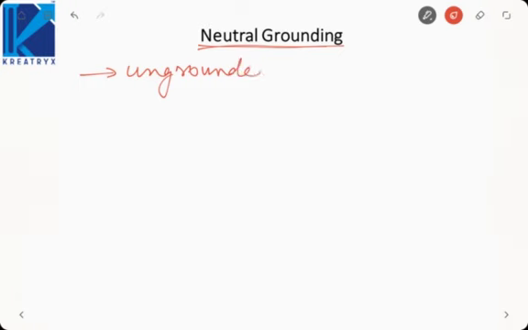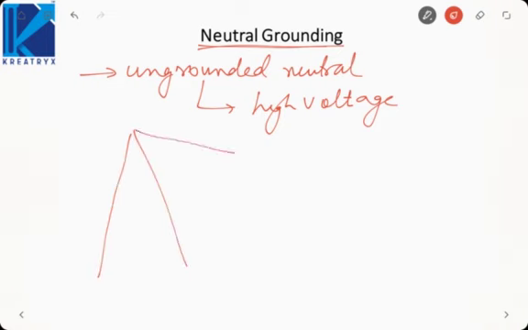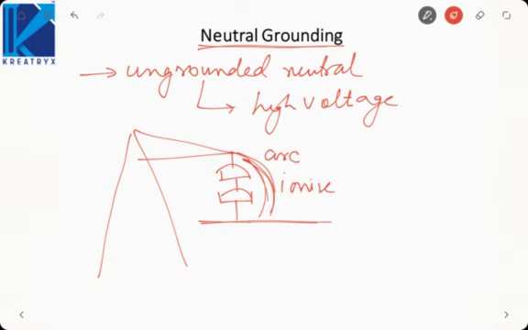So ungrounded neutral has high voltage. Now when the voltage of the conductor is high, suppose we take the case of our overhead line. If the voltage of the conductor is high, then what will happen? The air around this will ionize. So there will be an arc formation. If arc is formed, then it is called as arcing fault. Current will flow into the tower through the arc. That is called as arcing fault or an arcing ground.